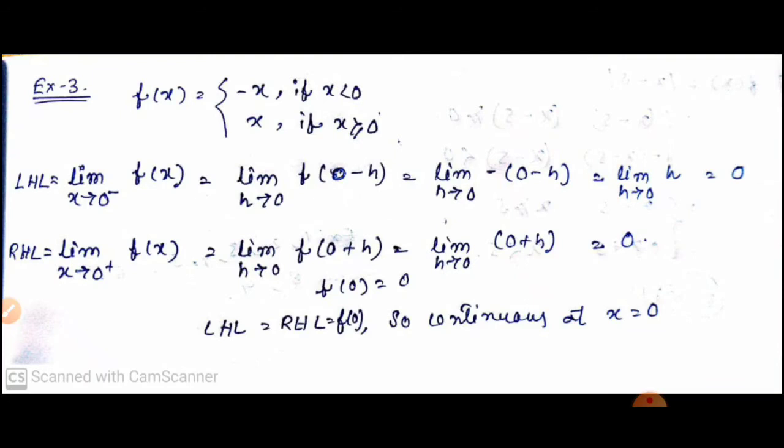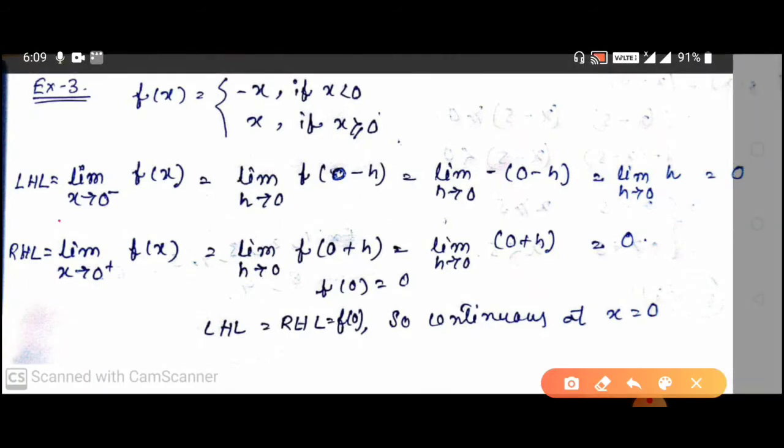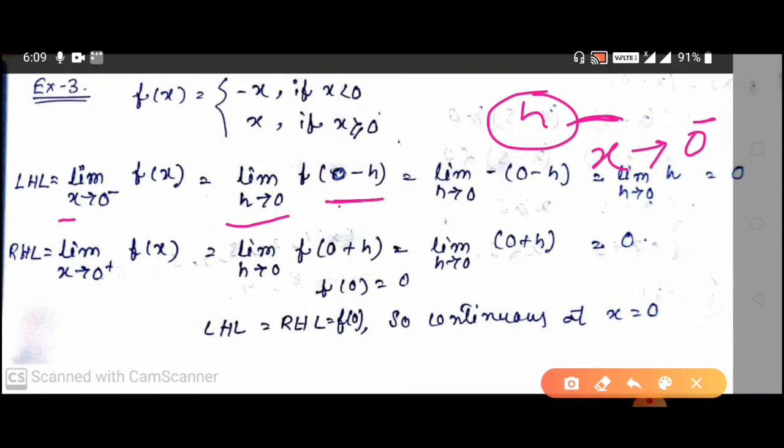Now see, here we have replaced x by h. Here we have written h tends to 0. Now the question is, what is h? h is a small value, a very small value. Whenever we say x tends to 0 negative, that means x tends to a value less than 0. But how much less than 0? That small value is h. That means the value of x is 0 minus h. That means a small value h less than 0.